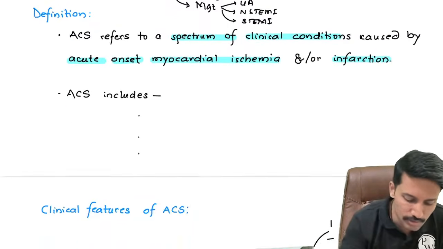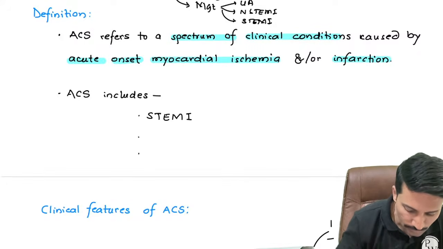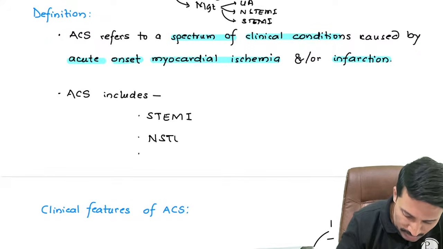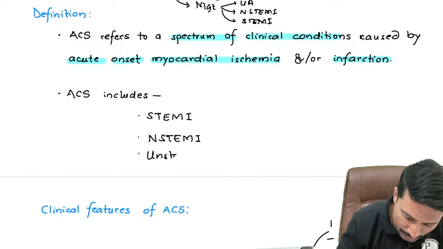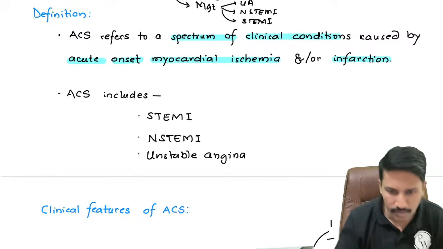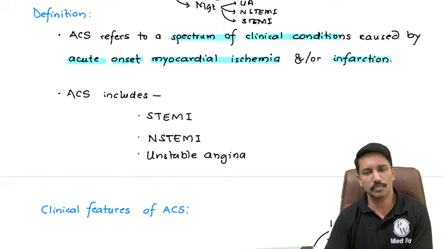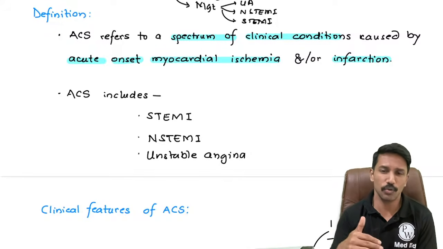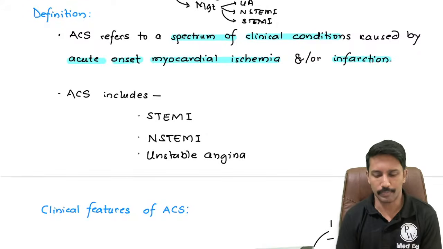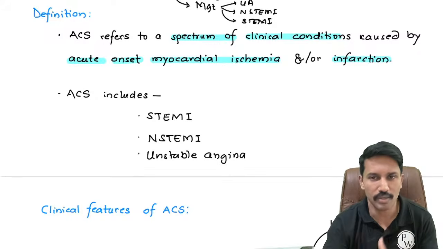So acute coronary syndromes include 3 entities. The most dangerous one is ST elevation MI. The second one is non-ST elevation MI. And the third one is unstable angina. I will just take 3 or 4 minutes for you to understand the concept behind this, because without the concept, we may not be able to remember and replicate in the exam. So what is this unstable angina? What is NSTEMI? What is STEMI?